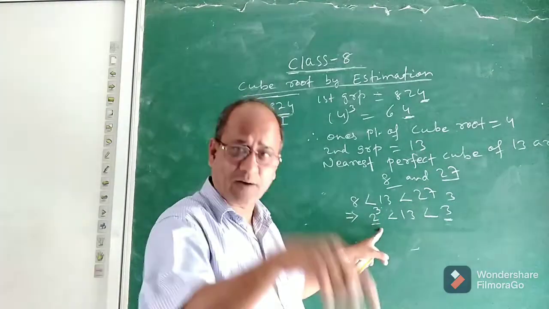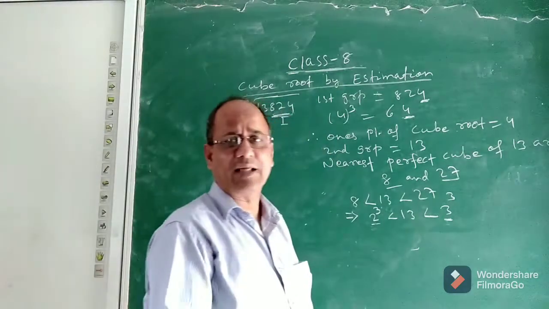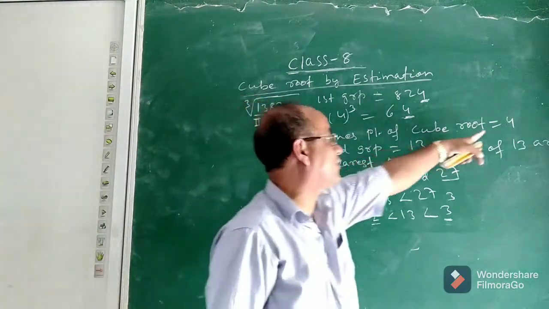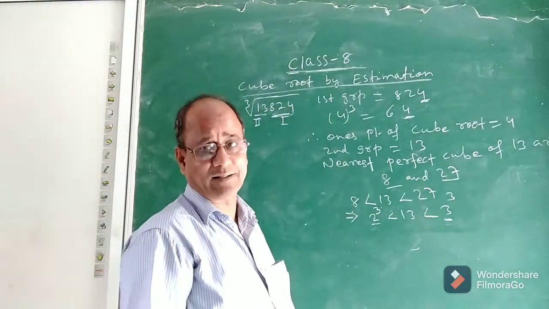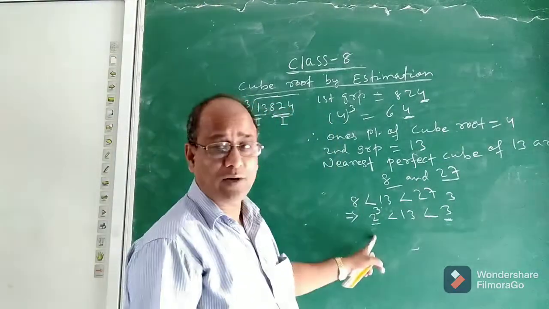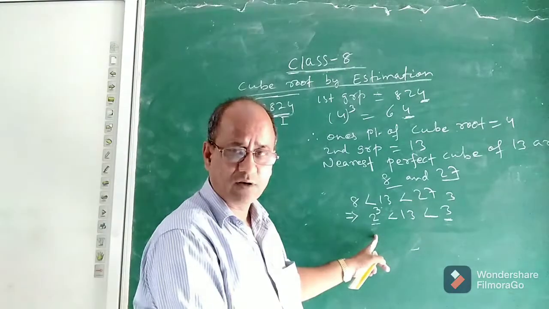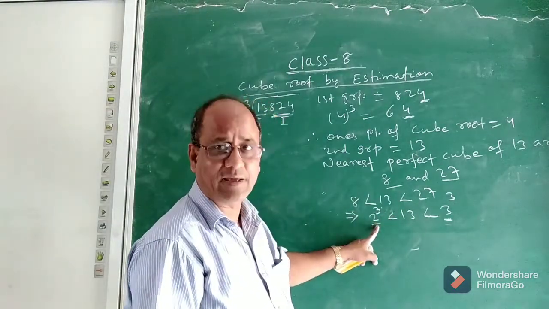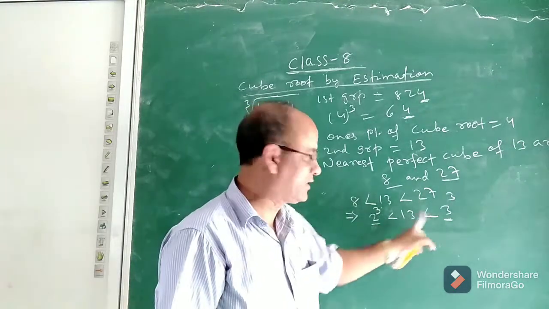So whichever is the smaller number between 2 and 3, that will be the tens place of the cube root. You see, we have already got the ones place. We just want to find another place, that is the tens place. So what will be the tens place of the cube root? The tens place of the cube root will be equal to 2. Why? Because between 2 and 3, 2 is smaller.